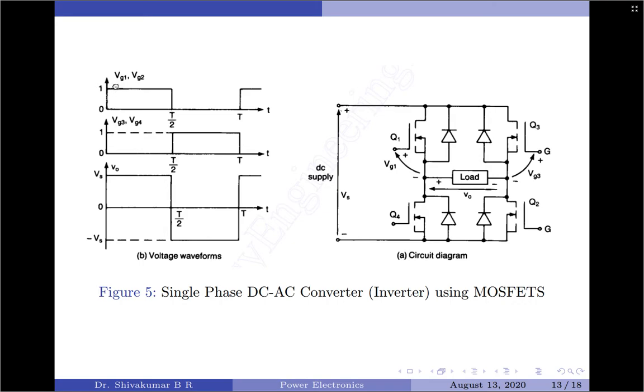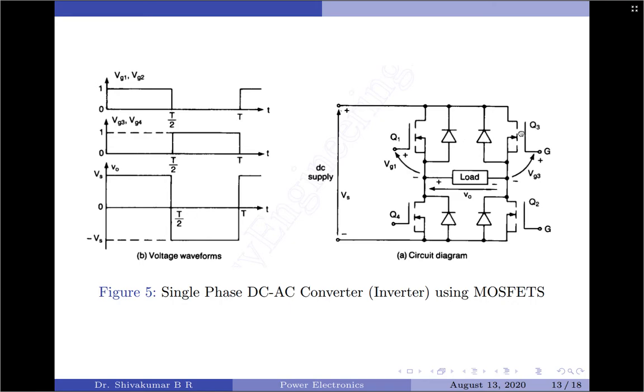Here we have VG1 and VG2, the gate voltages for MOSFET 1 and 2. They are at a value of 1 between 0 and T by 2, and between T by 2 and capital T they are 0. Similarly, VG3 and VG4 are turned on when Q1 and Q2 are in an off state. When Q1 and Q2 are turned on, the left side of the load is connected to the positive terminal of the supply and the right side to the negative side. So you will get a positive voltage equal to that of the supply between 0 and T by 2.